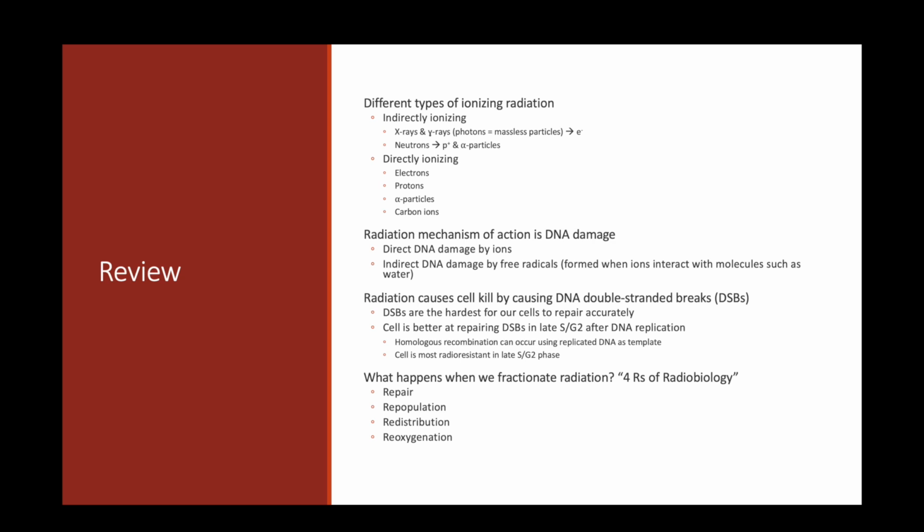So this process is known as homologous recombination, and because homologous recombination is highly accurate and faithful, the cell turns out to be most radioresistant, meaning it's hardest to kill cells when they are in the late S/G2 phase, because now they have that extra power. They've replicated the DNA, and they can repair double-stranded DNA breaks most accurately.